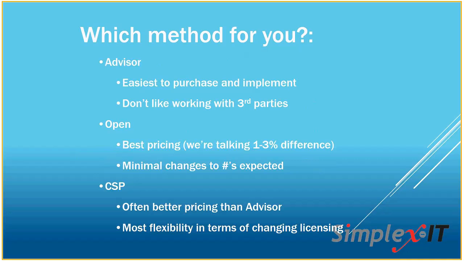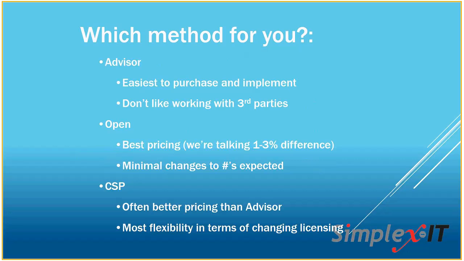If you're looking for ease, and if you don't want to work with third parties like us, you wound me. I personally take that hard, but I understand. Open. It's the best pricing. We're talking about 1 to 3% discount usually, although your mileage may vary. If you are really not expecting your numbers to change much, it's pretty much solid. We bought 50 licenses and we're expecting 50 licenses. Then Open works relatively well for you.